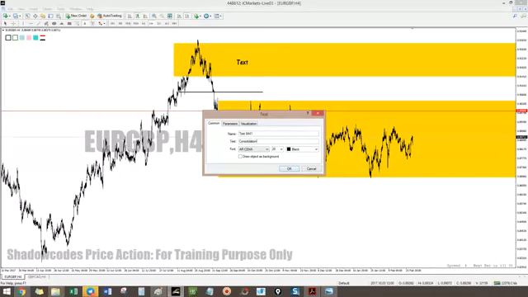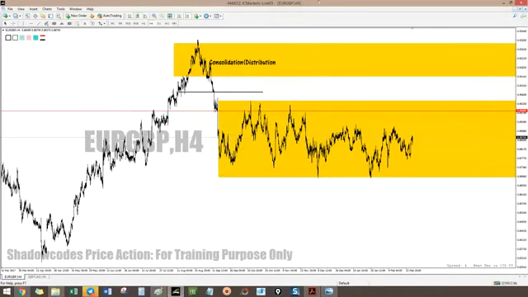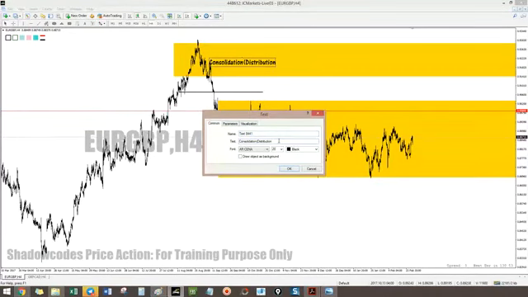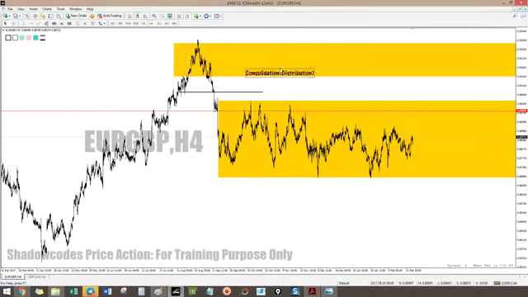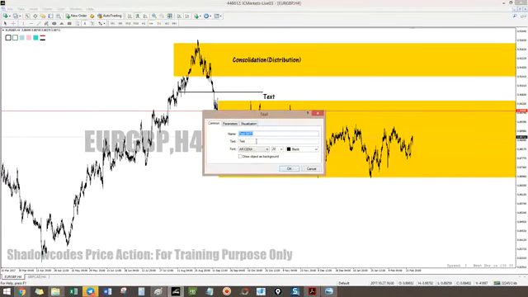Consolidation. Or what is it? A distribution. Okay. So this is distribution. Or why do you call this a distribution? Because you got a structure breaker. Structure breaker validates the consolidation above.